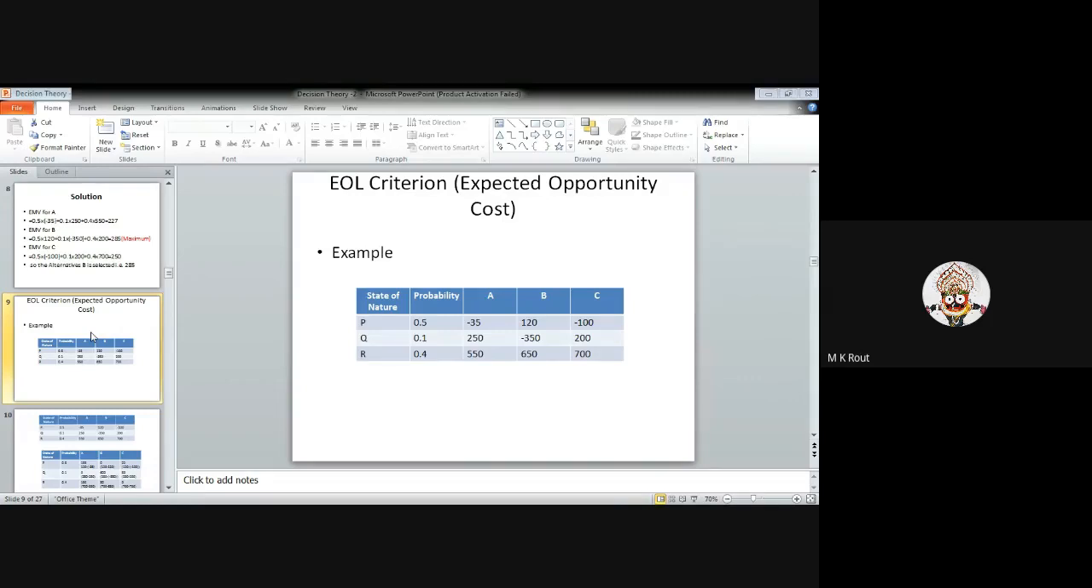I advise all of you to note down these notations in the payoff matrix, with reference to expected opportunity cost. First, the states of nature are given, that is P, Q, R, and the probabilities are given: 0.5, 0.1, 0.4. In column A, we have minus 35, 250, and 550. In column B, we have 120, minus 350, and the last one is 650. Similarly, in column C, we have minus 100, 200, and 700 respectively. So how to calculate? Shall I move to the next slide?